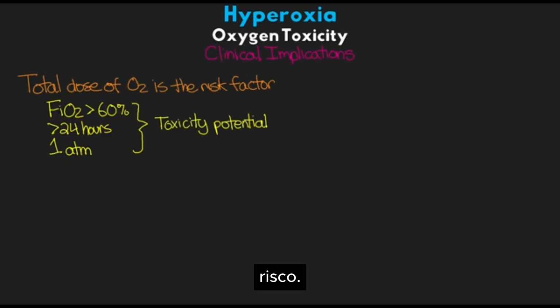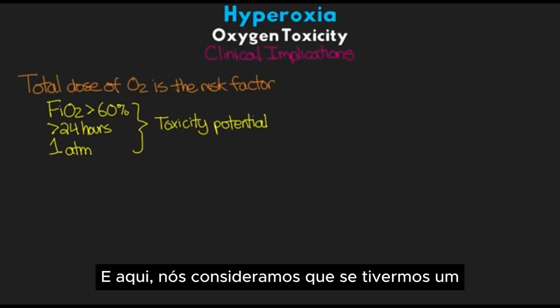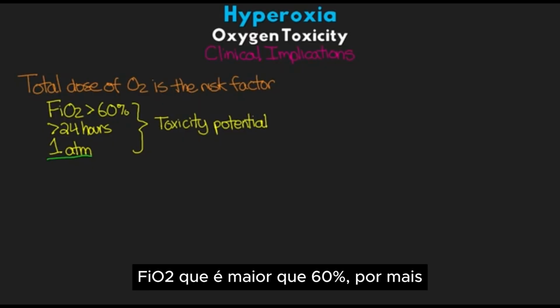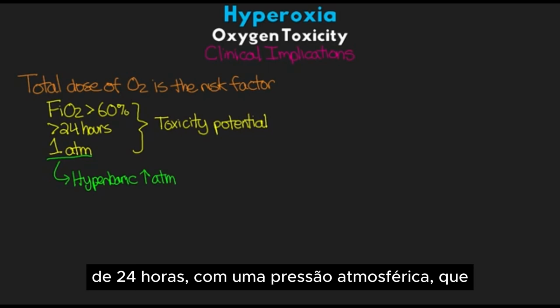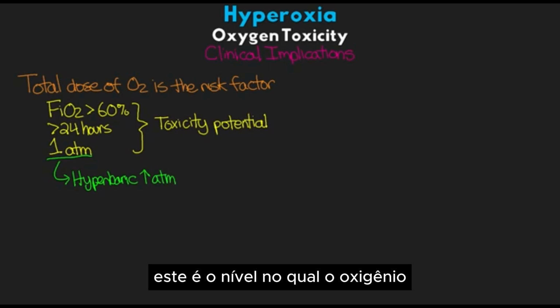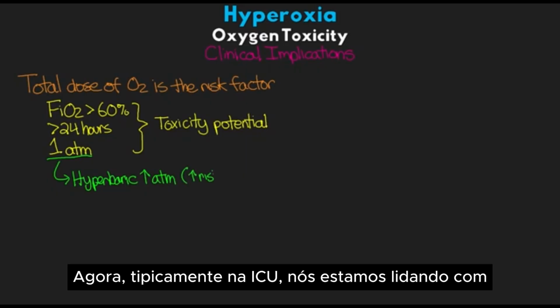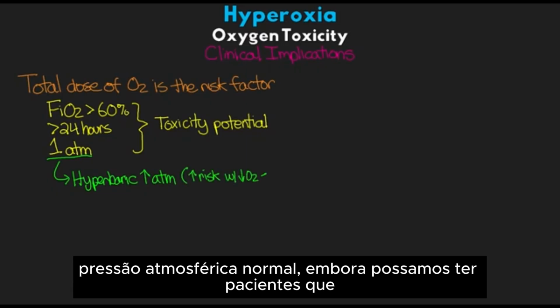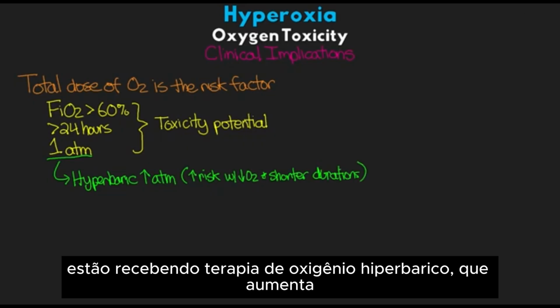Now, typically in the ICU, we're dealing with normal atmospheric pressure, although we can have patients that are receiving hyperbaric oxygen therapy, which increases the atmospheric pressure while they're getting that therapy. So thus, this can actually lead to increases in risks as well as lower oxygen levels and shorter durations in order to get to some of those same risk levels.